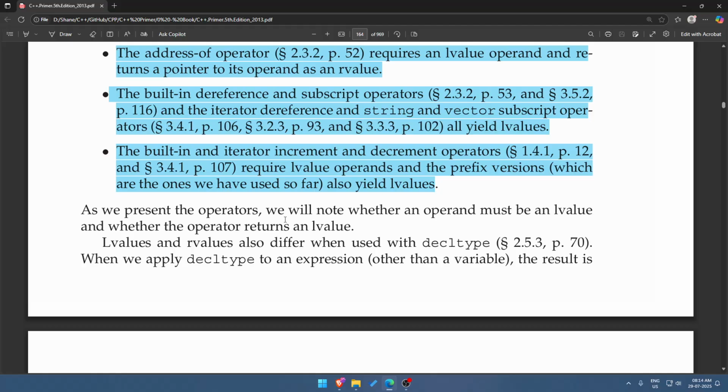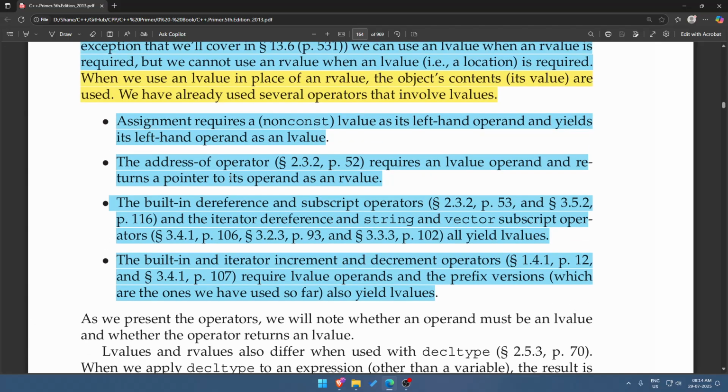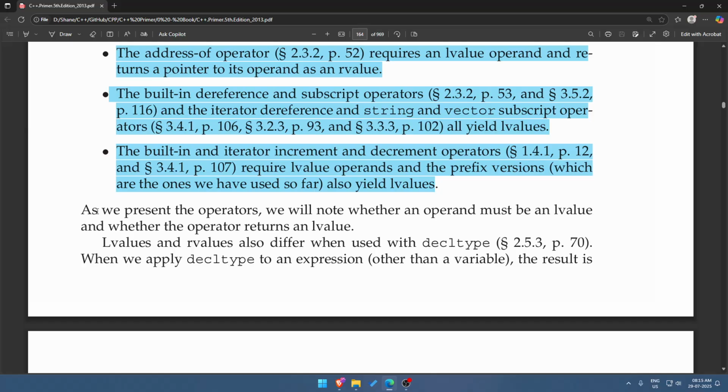As we present the operators, we will note whether an operand must be an L value and whether the operator returns an L value. So the address-of operator returns an R value. This is an R value.